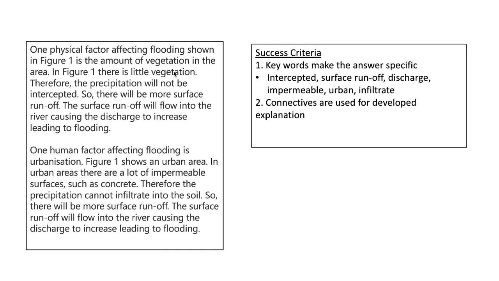So in the first paragraph, I said that there's little vegetation. That means the precipitation will not be intercepted because there's no vegetation there to intercept it. So there's going to be more surface runoff, and that surface runoff is what causes the flooding. In the second paragraph, urban areas cause flooding because there are impermeable surfaces. Therefore, there is less infiltration, so there's more surface runoff, and there is flooding. Flooding is almost always caused by an increase in surface runoff for various different reasons. So you absolutely must have the word surface runoff in your answer.